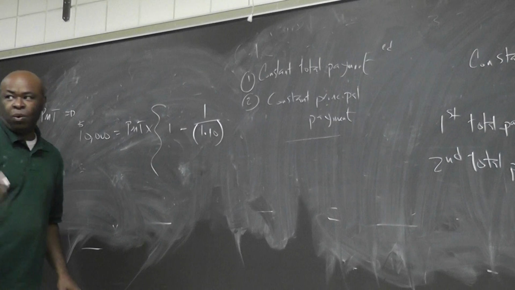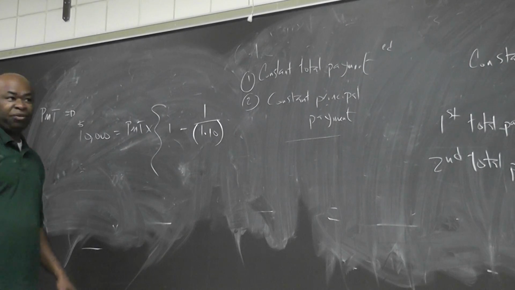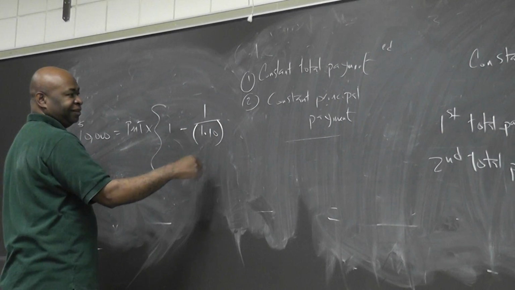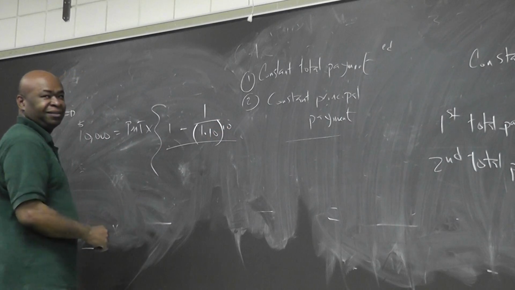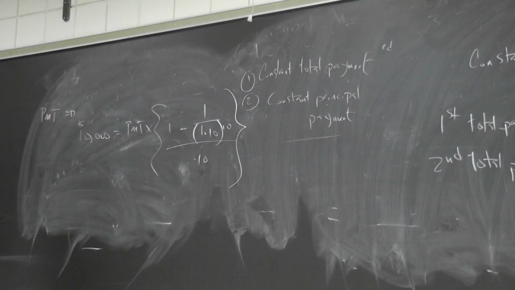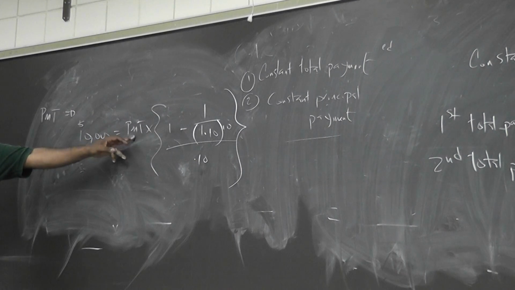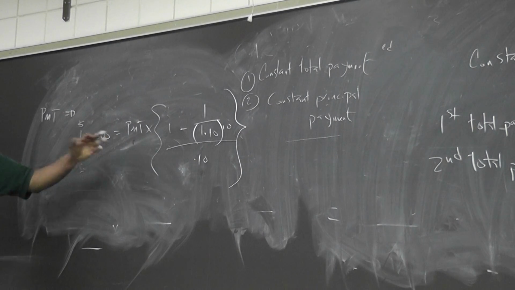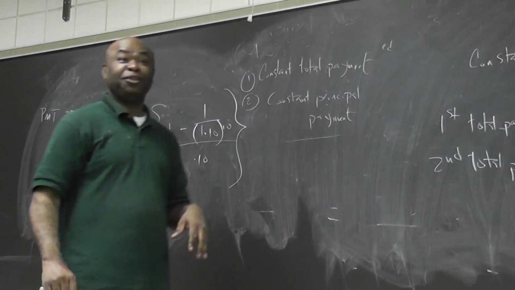because again, we're making one payment per year, right? Raised to the power 10, over 0.10. And then you solve for payment. See that? That payment will be your constant total payment.